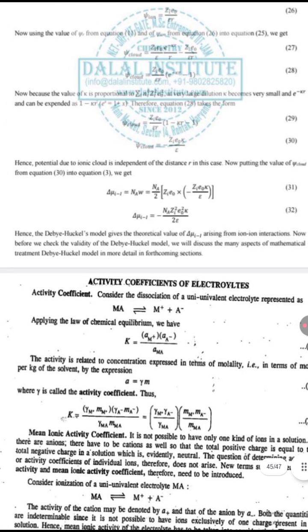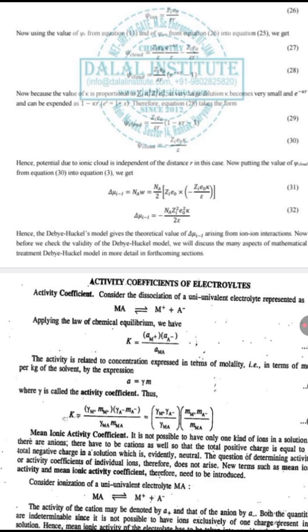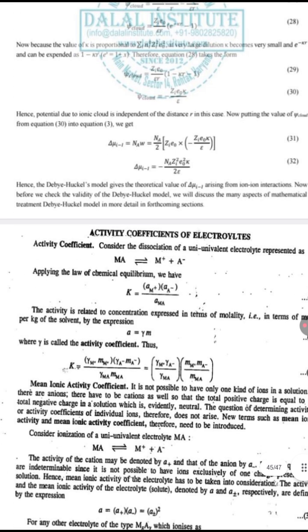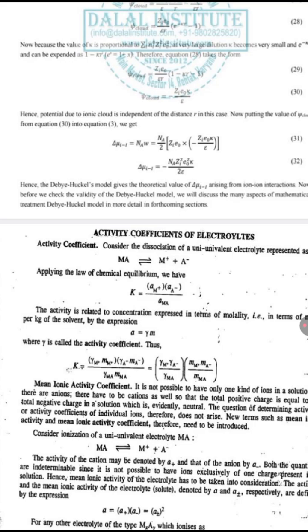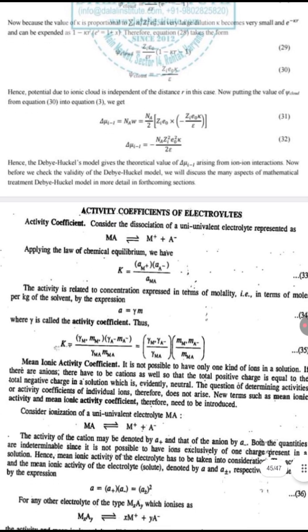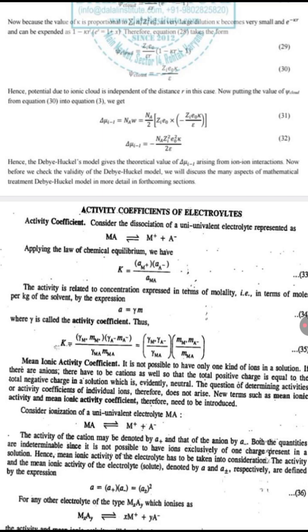Now using the value of psi r from equation 11 and psi ion from equation 26 into equation 25, we get psi cloud equals zi e naught e to the power minus k r divided by e r minus zi e naught divided by e r, equation 27. Psi cloud equals zi e naught into (e to the power minus k r minus 1) divided by e r, equation 28.